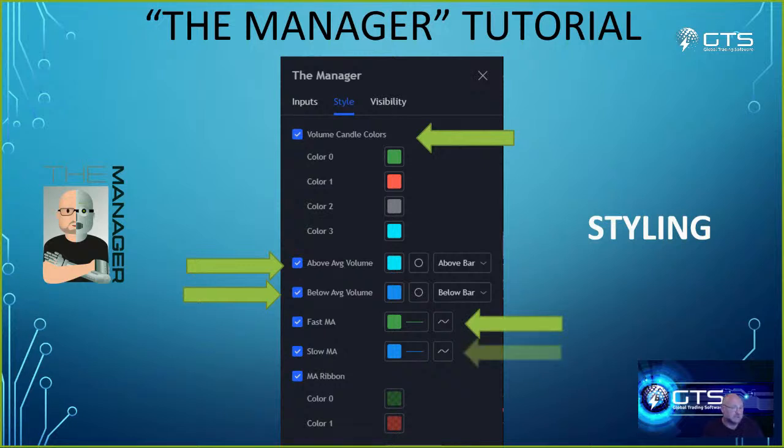The fast MA and slow MA, you can just change those if you want. But the main thing is the ribbon, you can change these as well. For me, the bias is bullish when it's green, it's bearish when it's red. If you want to change it to a bright green or a bright red or whatever you want to do, you can change that in there if you wish.